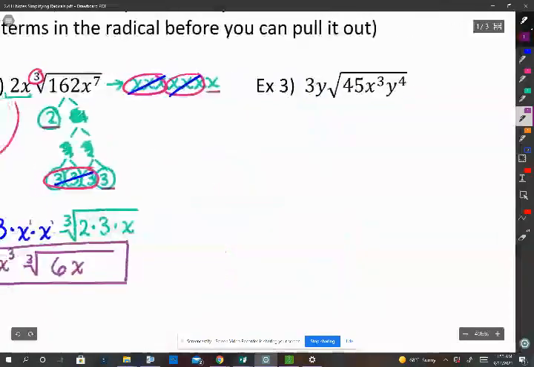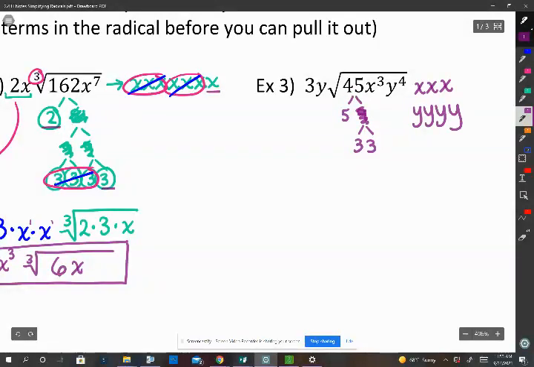Looking at example 3, same idea. The 3 and the y are already on the outside, so I want to break down the 45, and I'm just going to do it going down like in a tree. 45 is 5 times 9. 5 is prime. 9 will break down more. Because it breaks down more, I'm going to cross it off. When I look at my variables, I have 3 x's and I have 4 y's.